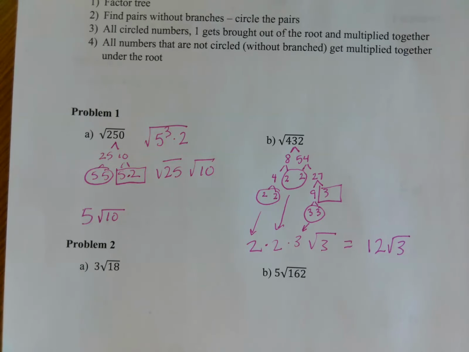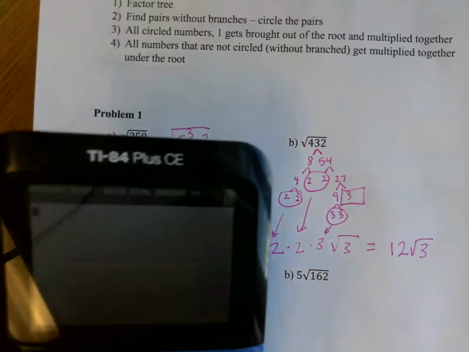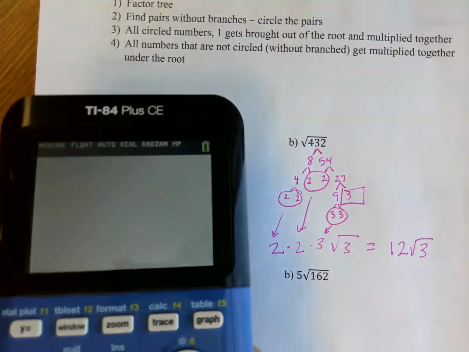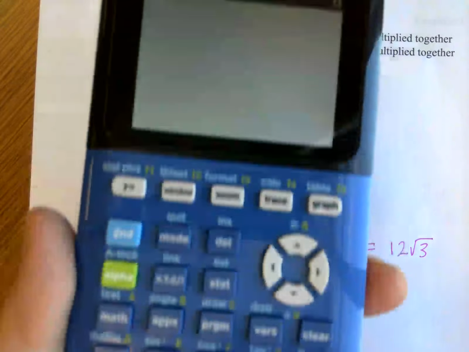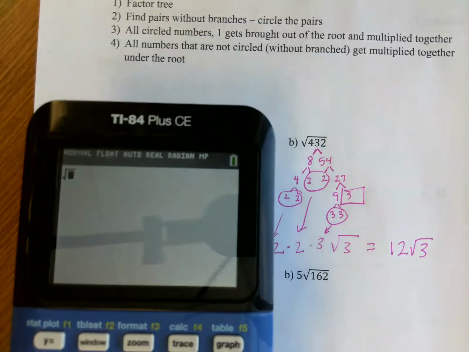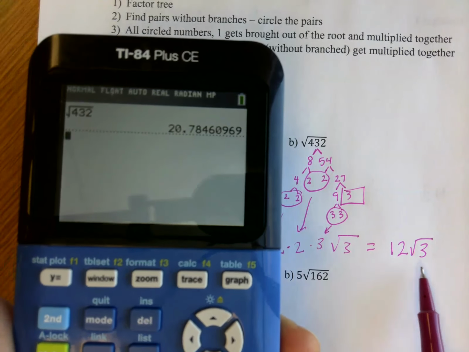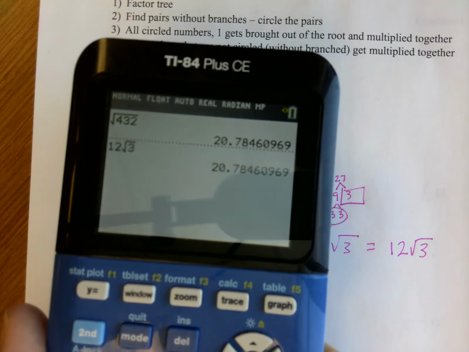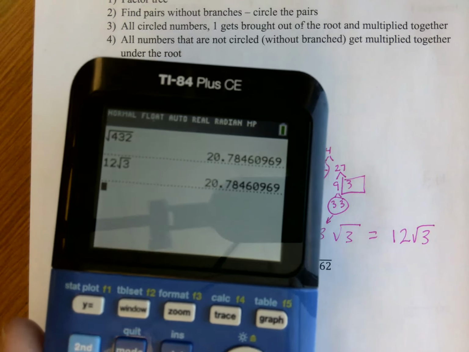Again, you can check your work for these. When I'm doing this, I can do the square root. So the square root is right here with my calculator. So the square root of 432, and I can compare that to my answer here. So if I did 12 and then square root of 3, those two numbers are exactly the same. So I know that I simplified my root correctly.